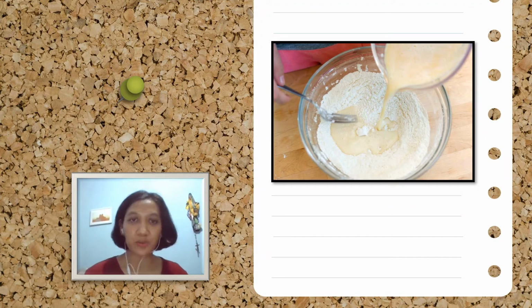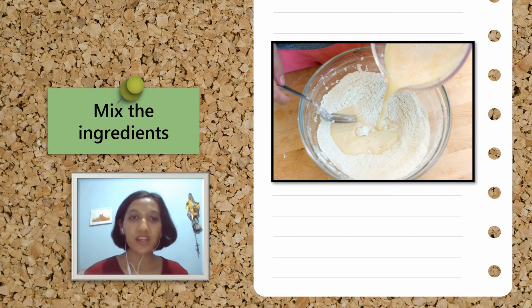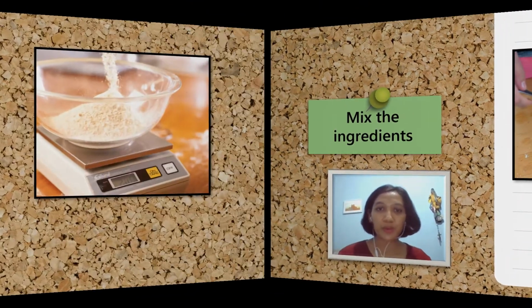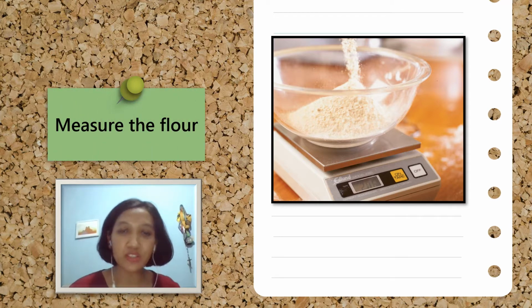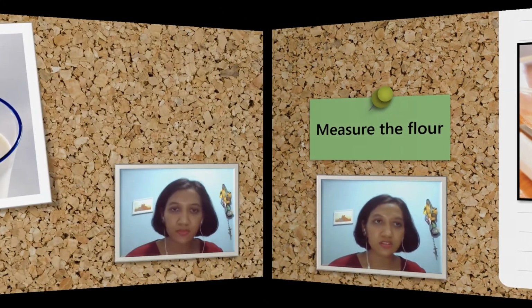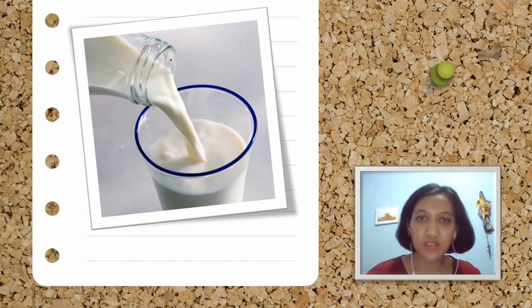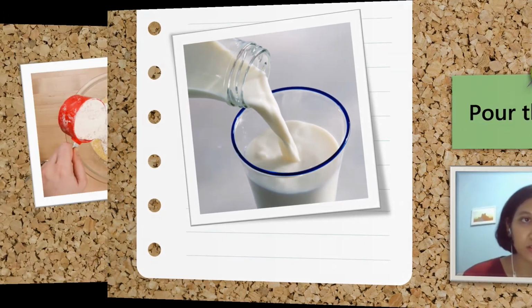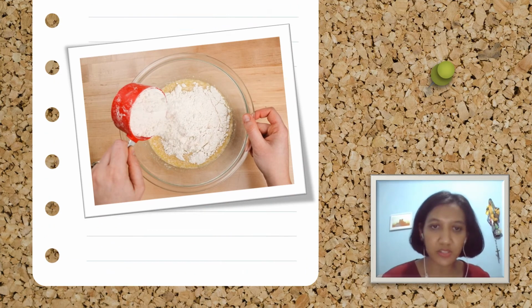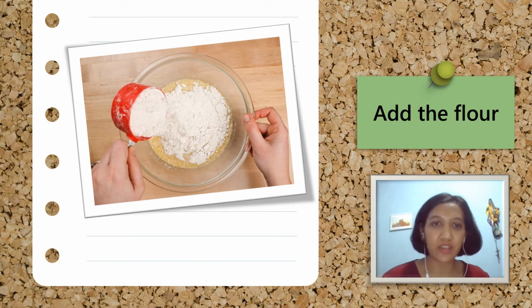Okay, how about this picture? What is the instruction? Yes, mix the ingredients. Can you say mix the ingredients? And then, okay, for this picture, what is the instruction? It should be measure the flour. Yes, can you say measure the flour? And then, okay, for this, what is the instruction? Should be pour the milk. Yes, pour. And here, the instruction is add the flour. Yes, add the flour.